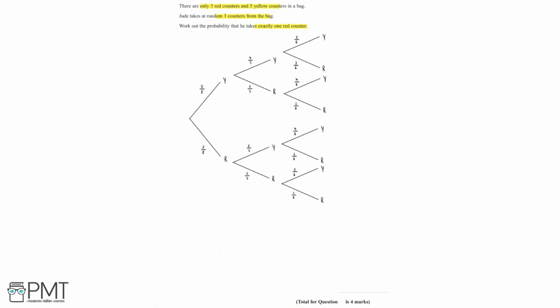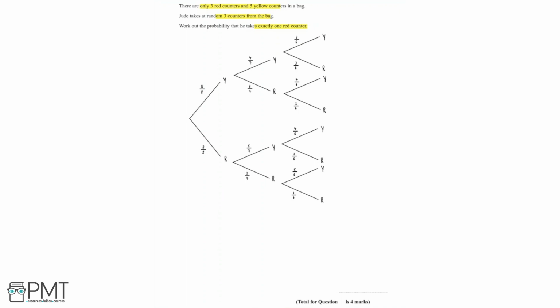And so we now have a fully complete tree diagram which represents the first time he takes a counter, the second time he takes a counter, and the third time he takes a counter. And we can use this diagram in order to help us work out the probability that he takes exactly 1 red counter.